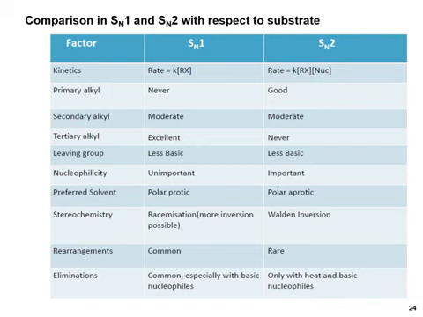When we discuss the rearrangement factor, because in SN1 a carbocation forms, then rearrangement can take place. But in SN2, rearrangement rarely occurs. Elimination is common, especially with basic nucleophiles. Then elimination occurs in the case of SN2 only with heat and basic nucleophiles.